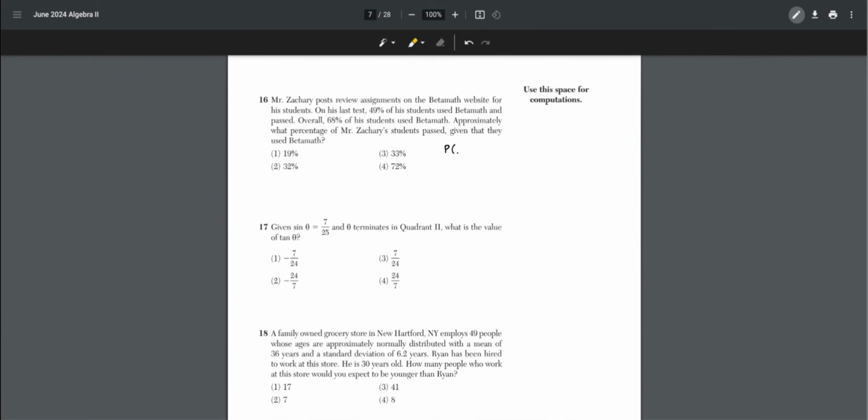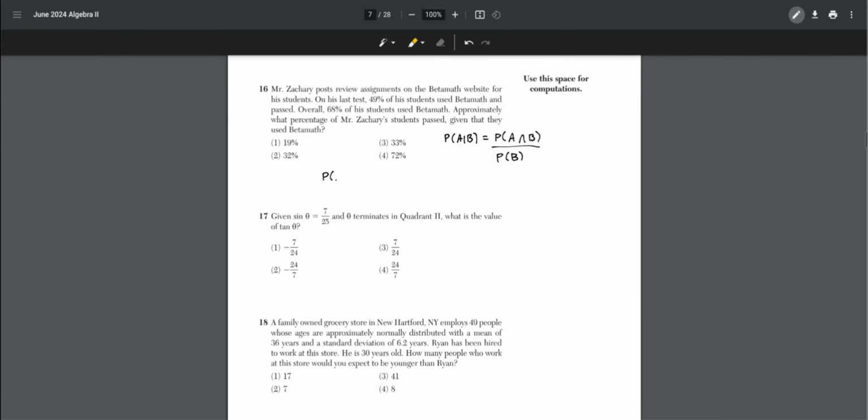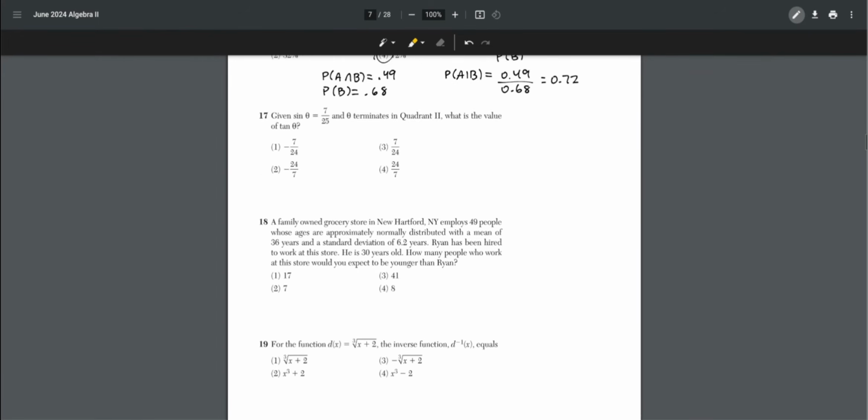The formula for this is the probability of A given B is equal to the probability of A and B over the probability of B. The probability of A and B is 0.49, and the probability of B is 0.68. The probability of A given B, therefore, is 0.49 over 0.68, which is 0.72, or 72%, choice 4.